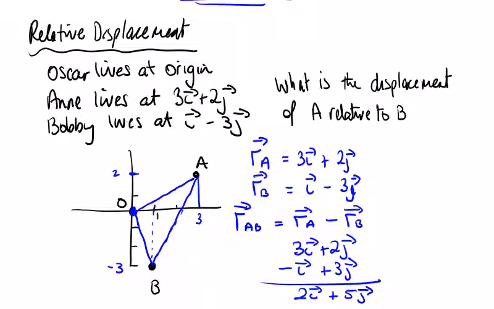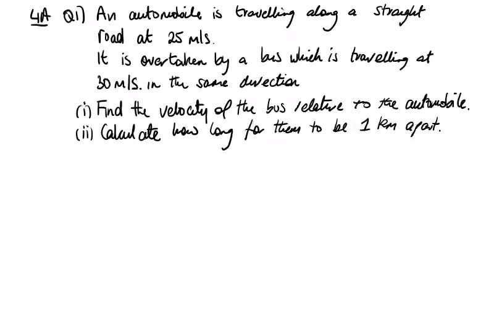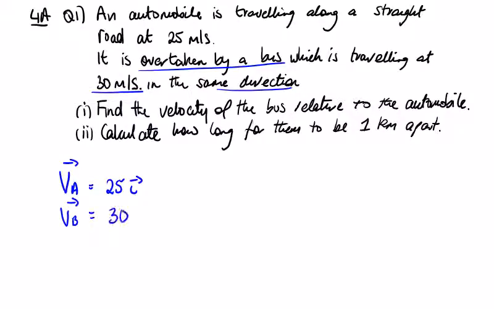So let's have a look at the first few exercises in 4A in relation to these questions. Okay, so a few easy ones to start this chapter. An automobile traveling on a straight road at 25 meters per second. We'll call this A. The velocity of A is equal to 25 in the i direction. It's overtaken by a bus traveling 30 meters per second in the same direction. So the velocity of the bus is equal to 30 in the i direction. Find the velocity of the bus relative to the automobile.